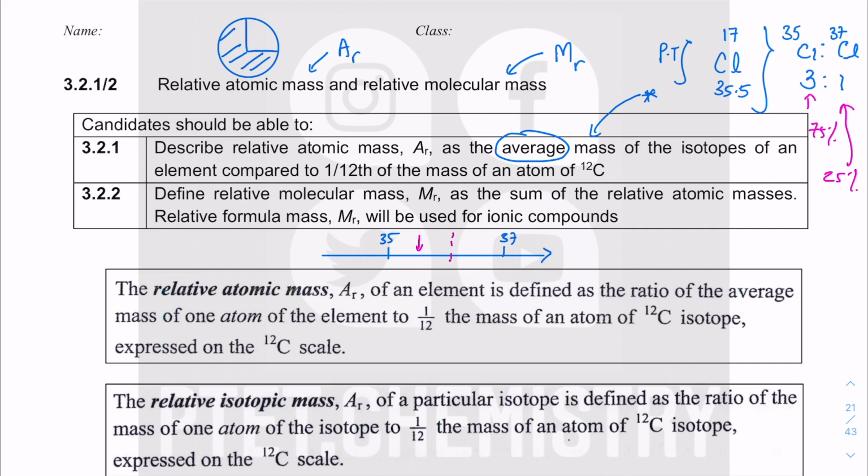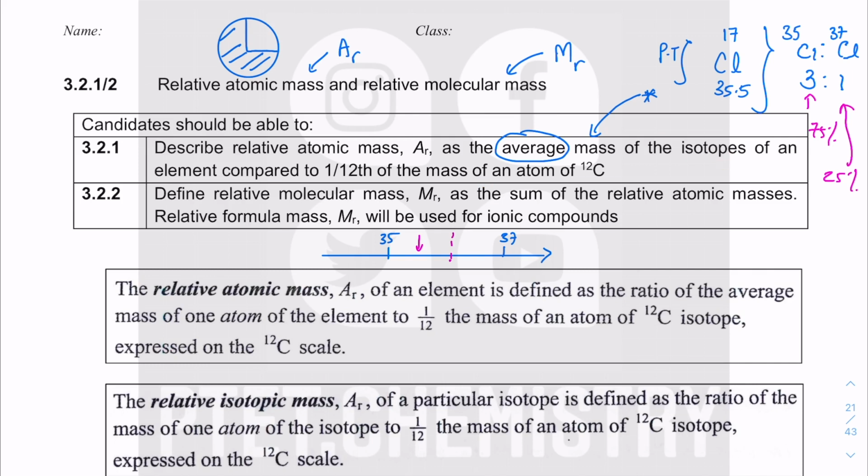So it's a weighted average mass of the isotopes of an element, and it's compared to 1/12 of the mass of an atom of carbon-12. If you think about it, isotopes refer to different atoms of the same element. So they have the same proton number but different numbers of neutrons. Those are the isotope definition. Isotope refers to atom.